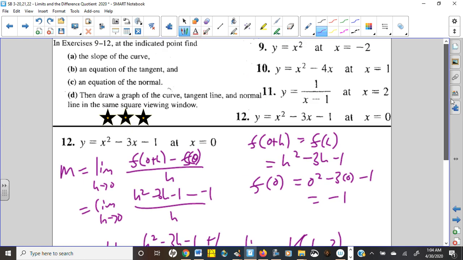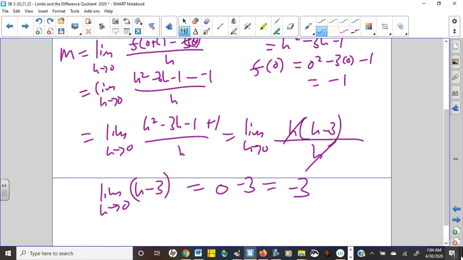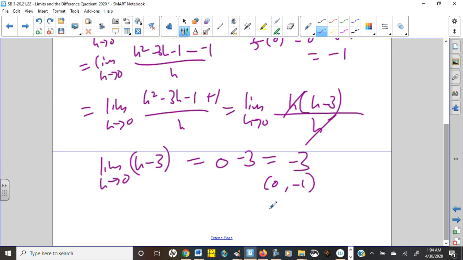Once we know the slope is negative, and the point was 0, -1, right? Notice that 0, -1 is the y-intercept because it's on the y-axis. The x value is 0. So I already have my equation. I don't have to solve for it. It's going to be y equals -3x minus 1. That only works because we're on the y-intercept. Don't think you could always just take the y value and make it your intercept. This one does work. So -3x minus 1 is the tangent line.